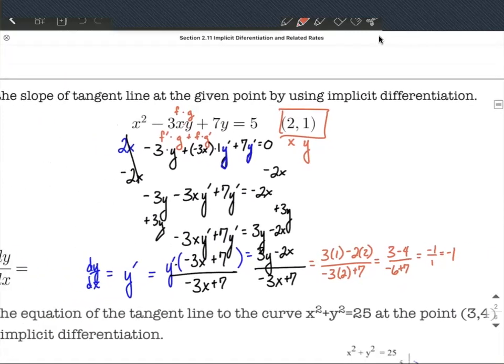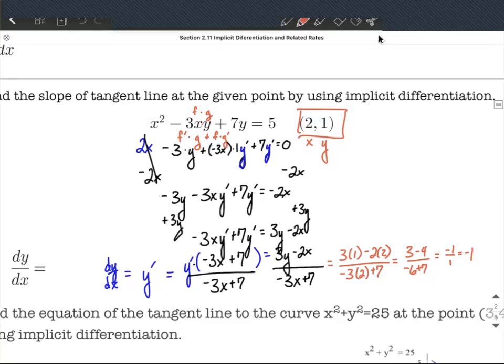I hope this helps out as you're working on implicit differentiation. I know as you're first getting started, it feels a little bit confusing using all these derivative rules, but just be careful. If you ever have a y and you're taking the derivative of that part, you have to put a y prime as part of your implicit differentiation, or a dy/dx. All right, good luck.